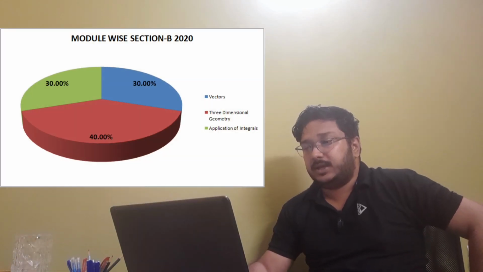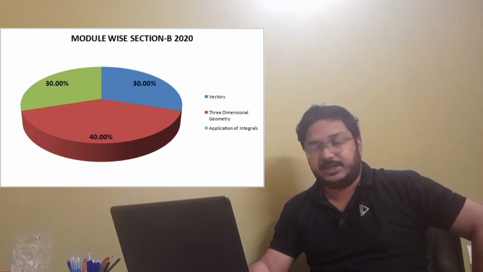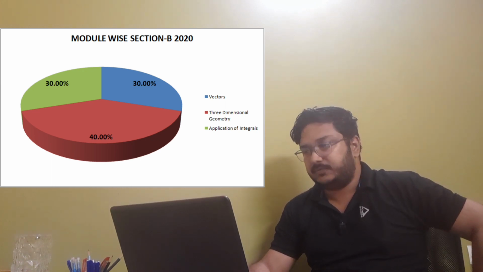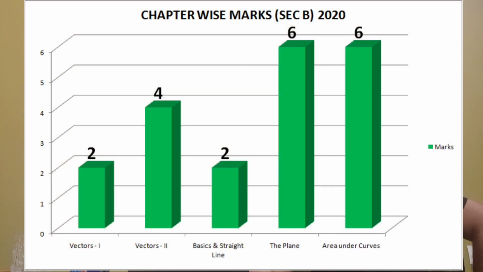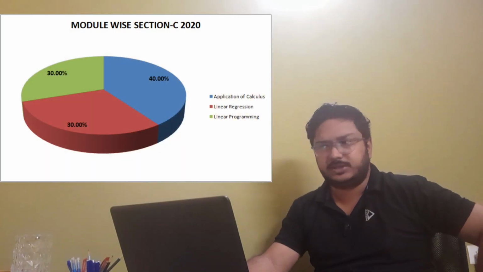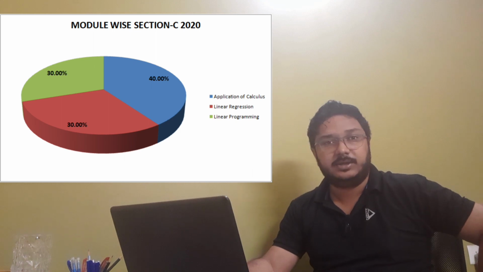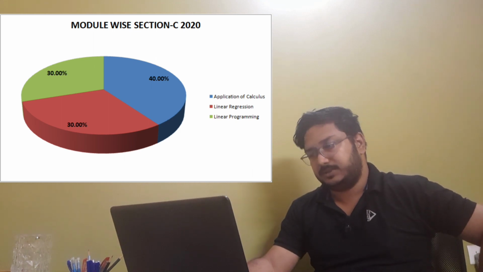Then in section B, we can see 3D geometry has the major chunk. About 40% of the questions came from there. Now, if we see chapter wise, area under curves has the maximum questions, about 30%. In section C, application of calculus in commerce and economics has the maximum percentage, about 40%.